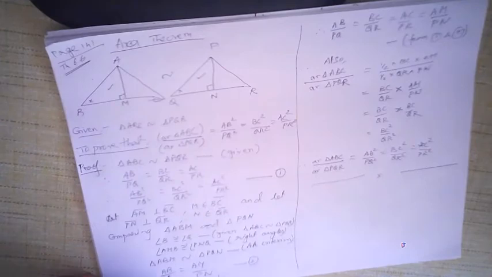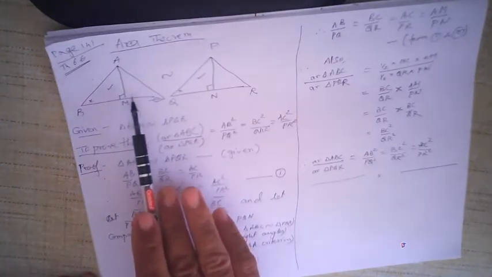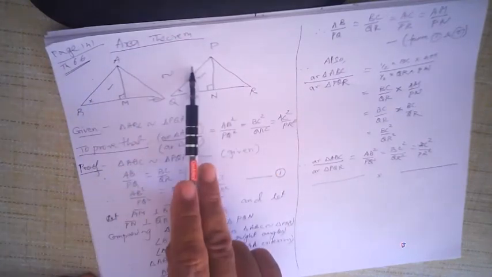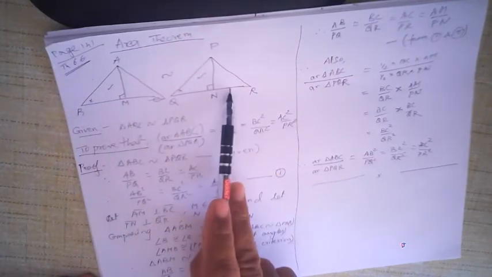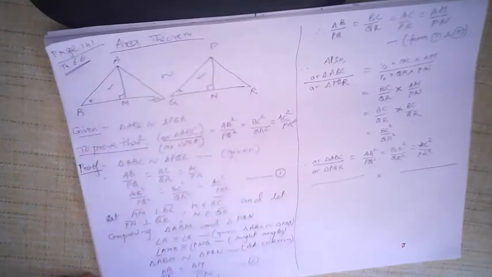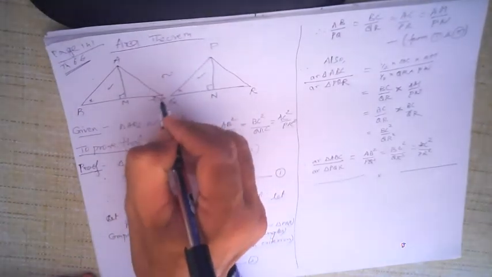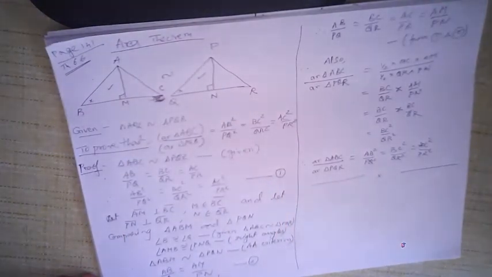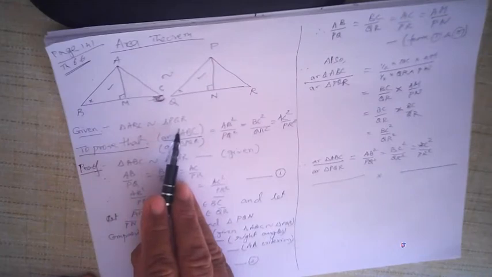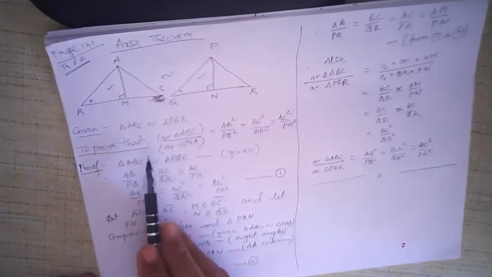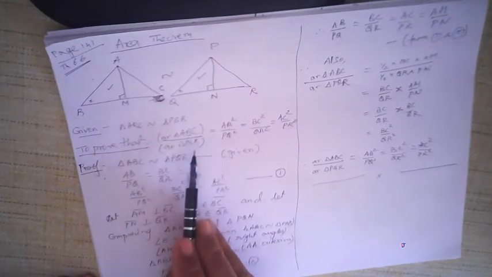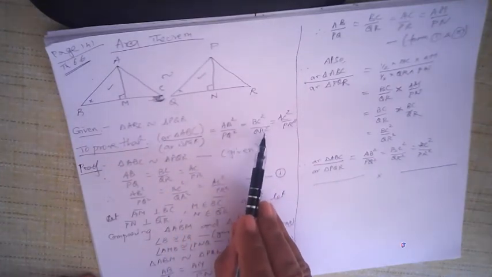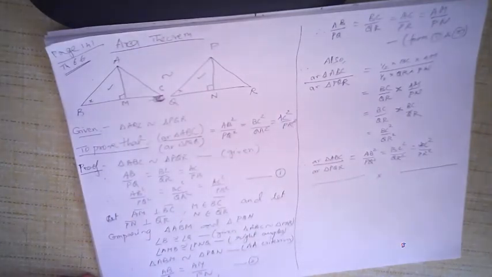Are similar triangles. Okay. We have to prove that area of triangle ABC upon area of triangle PQR is equal to AB square upon PQ square is equal to BC square upon QR square is equal to AC square upon PR square. Okay, this is your C. All right, I'm just marking it as C here. Now we are given triangle ABC similar to triangle PQR. So what are we supposed to prove? Area of triangle ABC upon area of triangle PQR is AB square upon PQ square, BC square upon QR square is equal to AC square upon PR square.